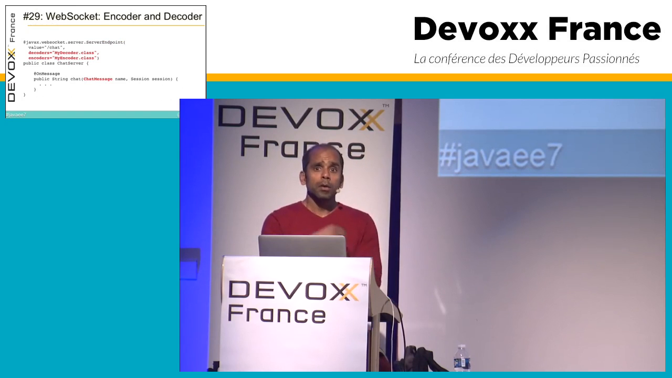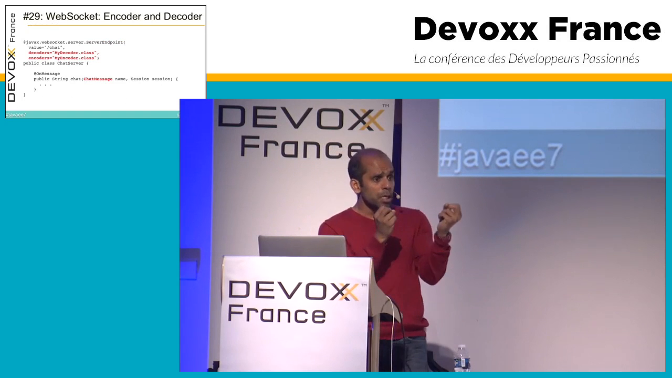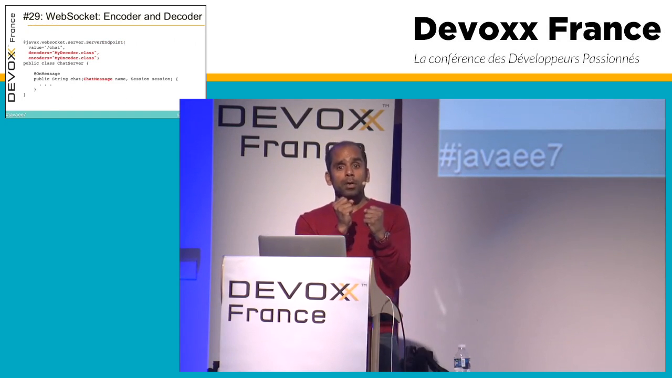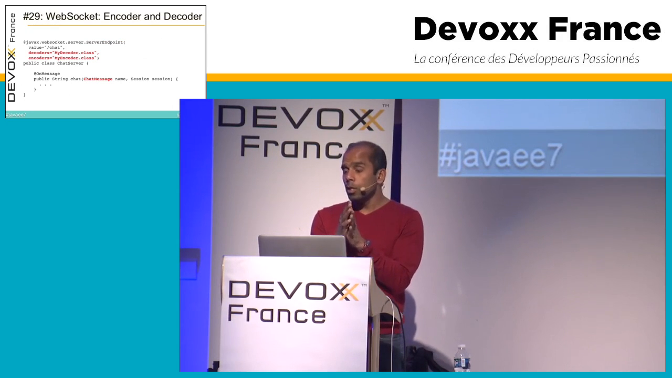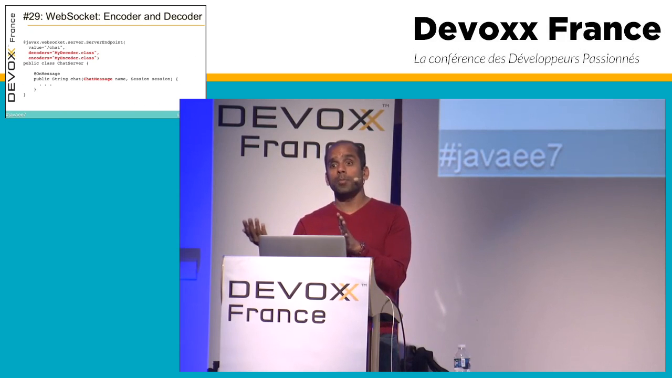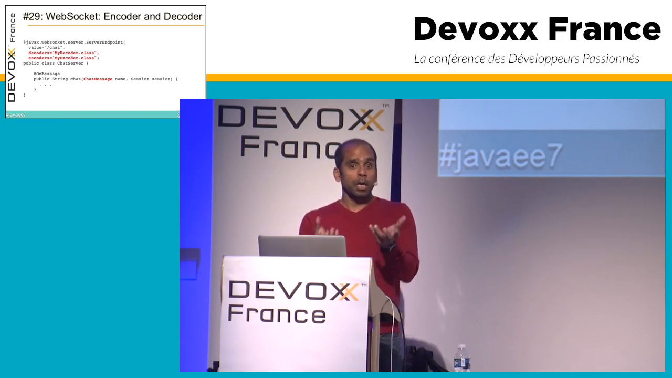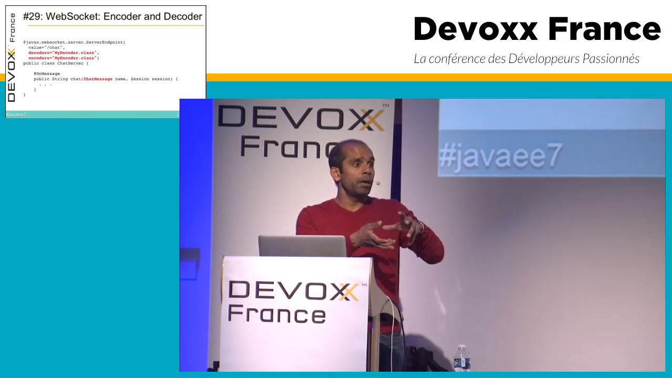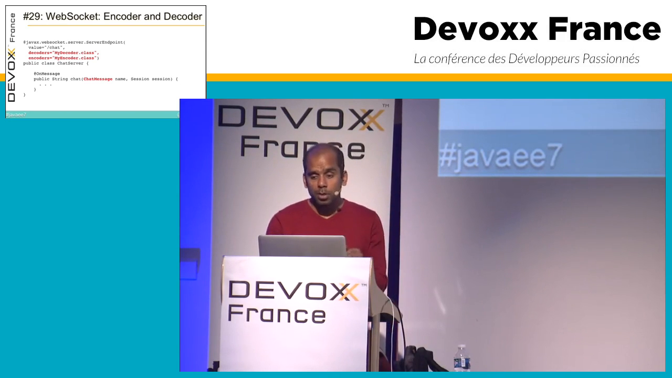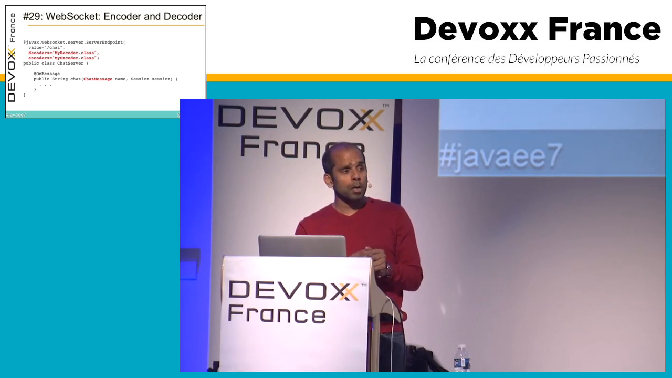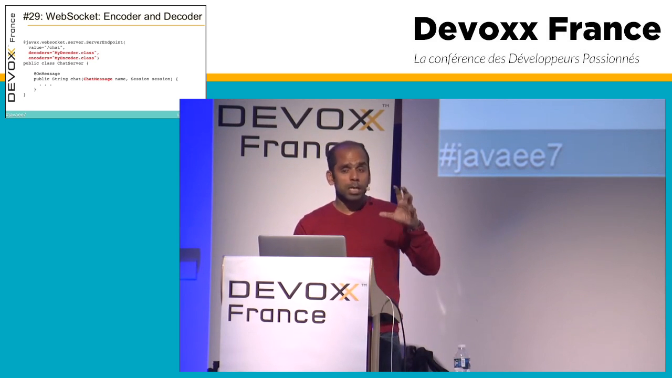Now, as I said, in a WebSocket endpoint, you receive text data or binary data. You may not want to deal with the text and binary data all the time. You may want to deal with your POJOs or business domain objects instead. Now, once you receive this text or binary data, you can, of course, convert them in your business method. Not a good design pattern. So in order to support that, WebSocket provides you the concept of encoders and decoders.